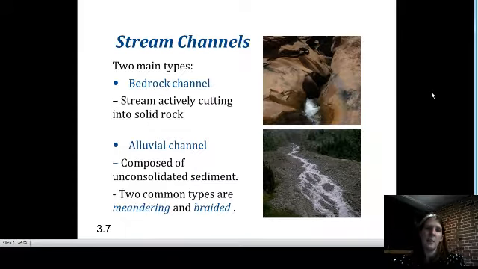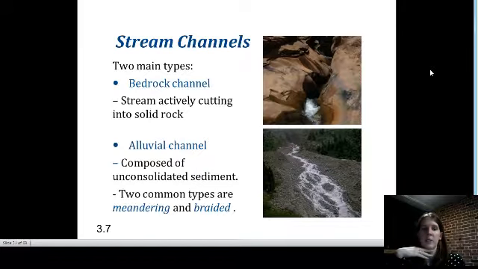Streams can be broken into two different types of stream channels. You have your bedrock channel, which is where a stream is actively cutting into solid rock, and then your alluvial channel, which is made of unconsolidated sediment. The most common stream type are the alluvial channels. Those are the ones you'll typically see around Jamestown. They're flowing through unconsolidated sediment, lots of rocks, lots of gravel.